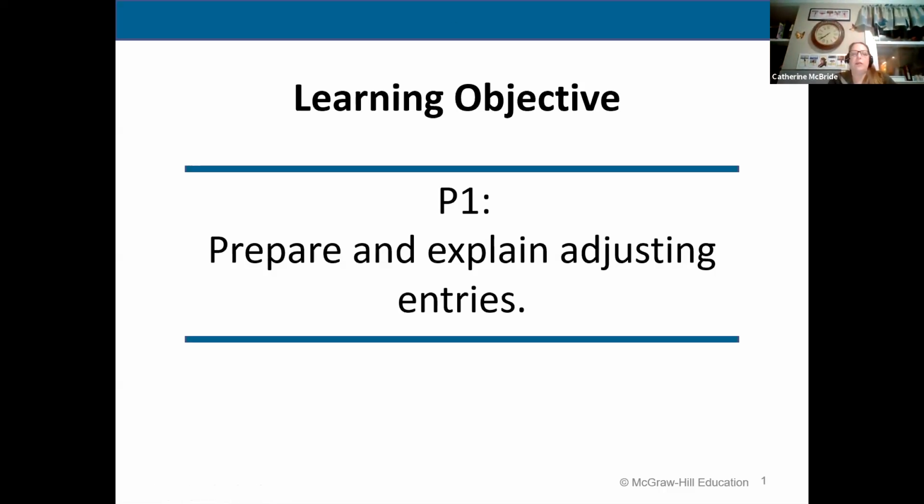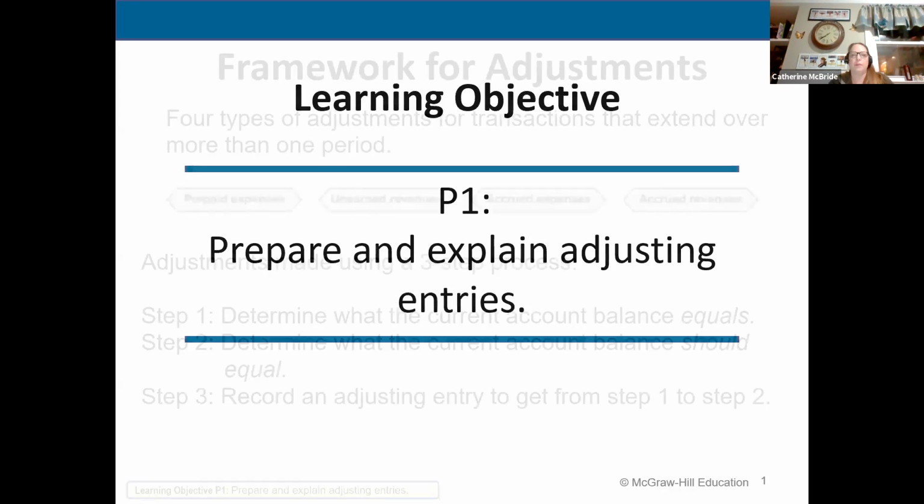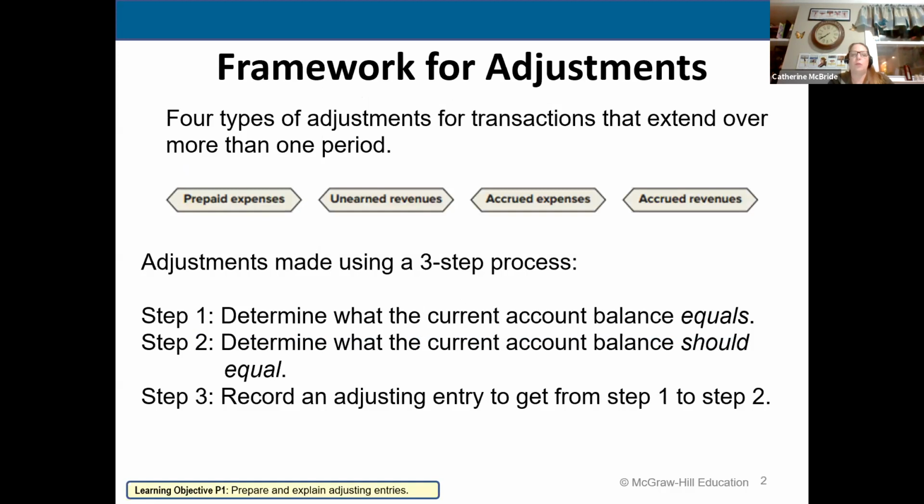Hello class, now we are going to talk about the 4 different types of adjusting entries. So this video is a little bit longer because we're going to cover all 4 types at one time. The 4 types are prepaid expenses, unearned revenue, accrued expenses, and accrued revenue.